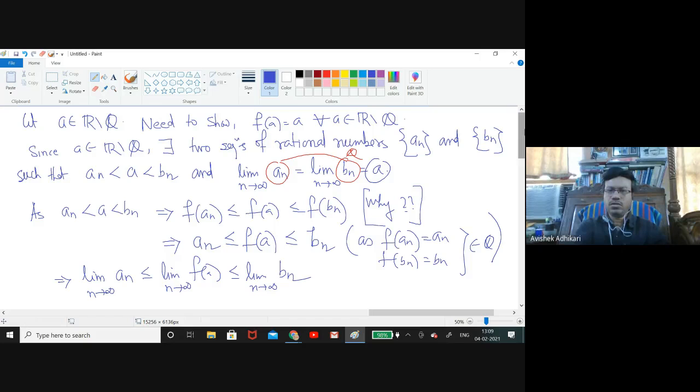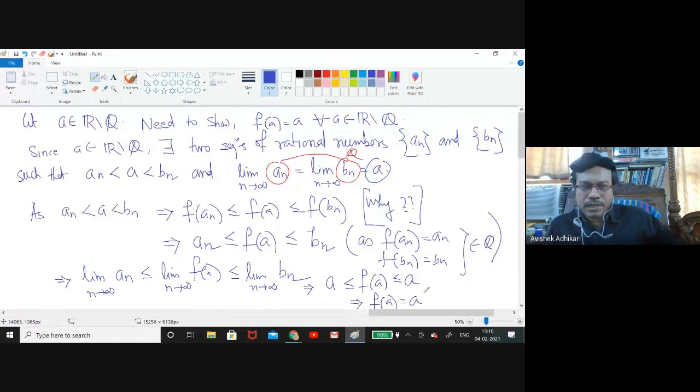So we can write like this. This is less than or equal to, so this is f(a) independent of n. So this must be f(a), and this is also less than or equal to a. What does it mean? f(a) equals a. Clear?